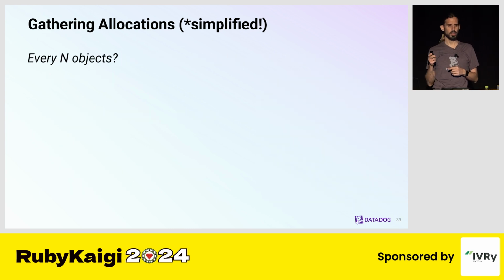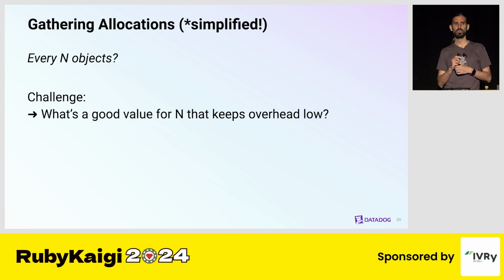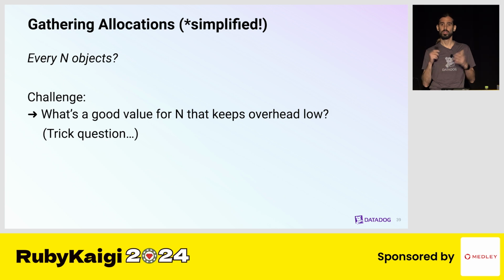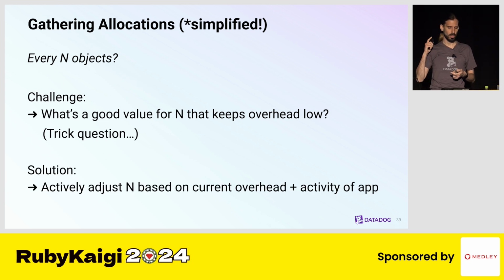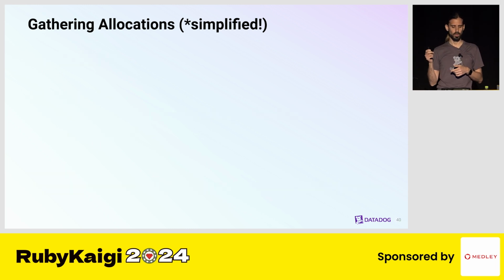And you might be wondering, I said every n objects. So what's a good value for n that keeps overhead low? And the answer is trick question. There is no good value for n. The actual good answer is that you need to adjust n based on what the application is doing and the current overhead.